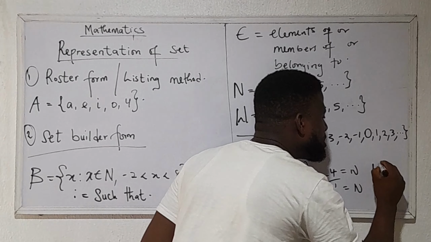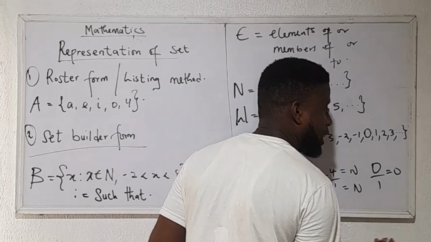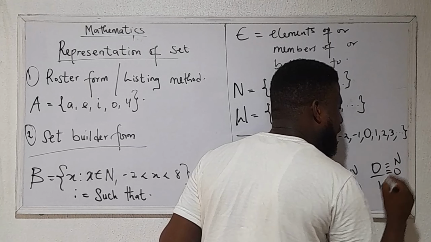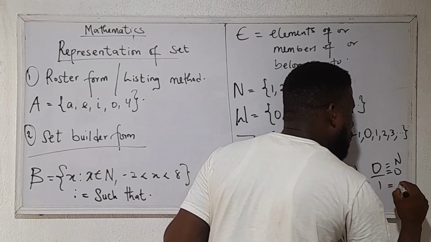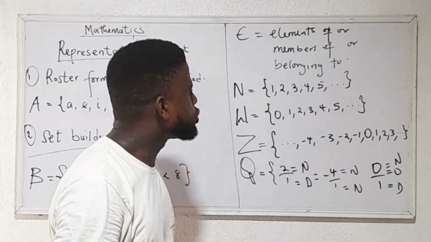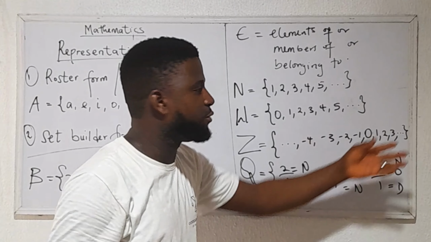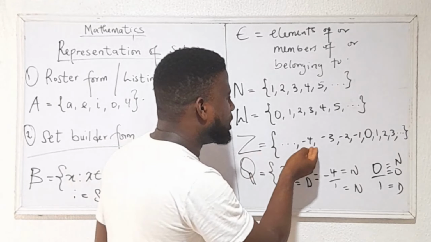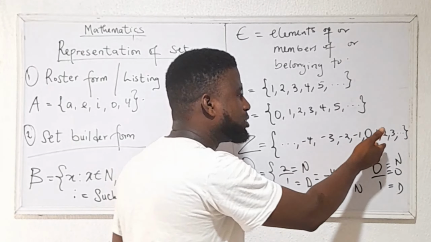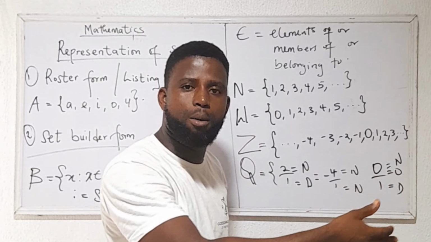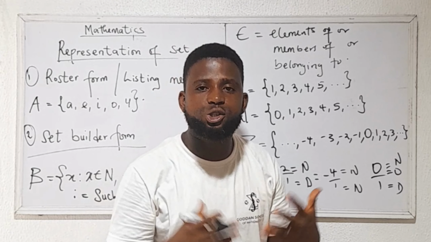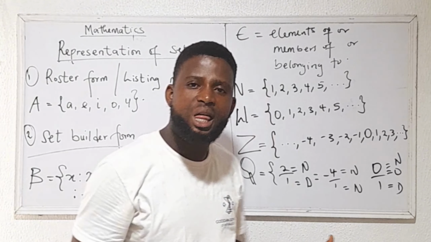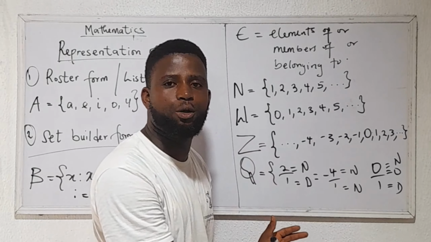For example, 0/1 is equal to 0, which gives us 0 as the numerator and 1 as the denominator. So, all of 1, 2, 3, 4 up to infinity, as well as the set of integers, the negative counting numbers, 0, and the positive counting numbers. So every number that can be expressed in the form of a fraction is a rational number.